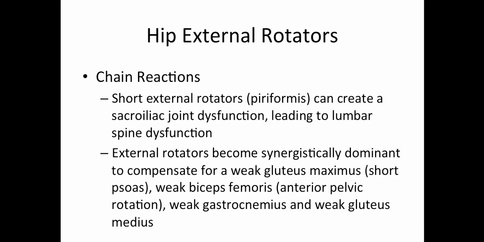When the hip external rotators are short, especially the piriformis, they can create a sacroiliac joint dysfunction, leading to lumbar spine dysfunction. The external rotators can become synergistically dominant to compensate for a weak gluteus maximus, a weak biceps femoris, or weak gastrocnemius and weak gluteus medius.